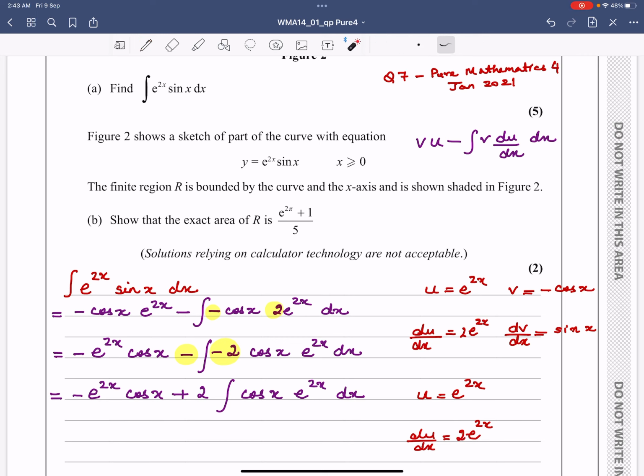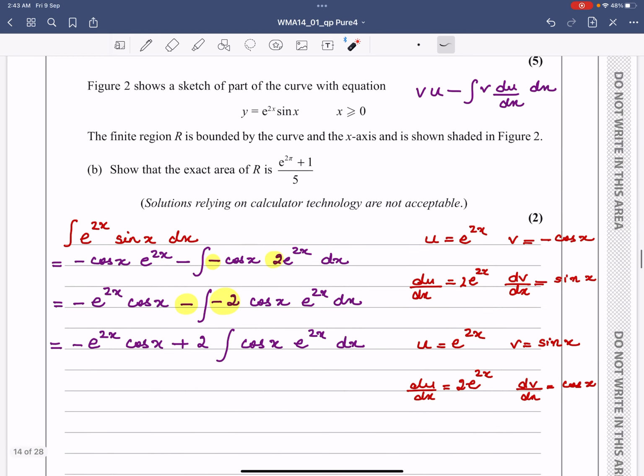The other component will be my dv/dx. So cosine x is my dv/dx, that is equal to cosine x, and the integral of cosine x, which is v, is equal to sine x. So once again I have all the values that I need to substitute into this formula in order to find the integral. So I'm going to integrate this with respect to x.